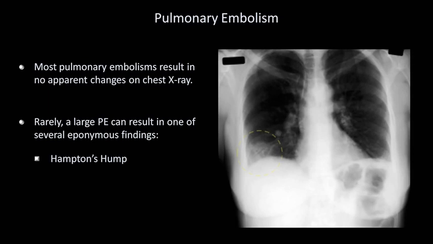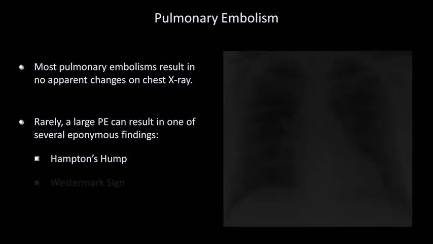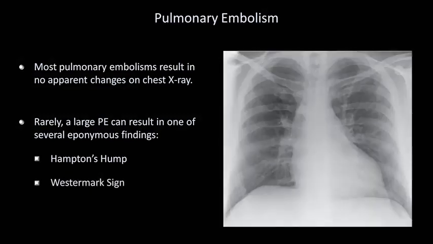Sometimes Hampton's hump can be a little bit more subtle. Then there is Westermarck sign, which is focal oligemia, which is a fancy way of saying focal reduction in the appearance of lung markings. This is due to both lack of blood flow distal to an embolus, as well as redistribution of blood to other adjacent areas. Can you spot the Westermarck sign in this film?